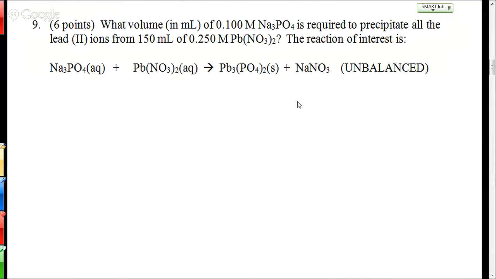So what volume in milliliters of a 0.1 molar sodium phosphate is required to precipitate all the lead 2 ions from 150 milliliters of 0.25 molar lead nitrate? There's a picture. Think you can do this? Or should we get started together? Well, all right, go ahead and get started. And then if you get stuck, let me know where you get stuck, and we'll see if we can work through it.